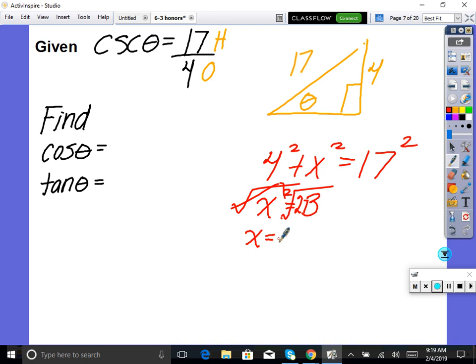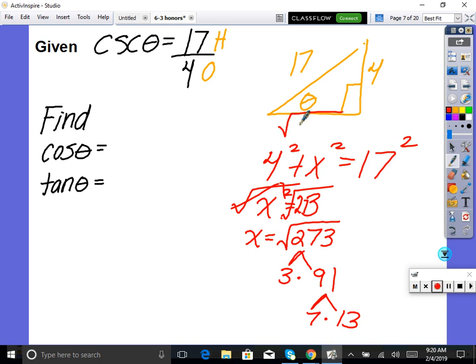Does it break down? Any factors? I would make sure I divide by 2, 3, 4, 5. It's 3 times what? Does that divide down? No. 7 and 13. Okay, perfect. So that must be all we can do, right? That doesn't simplify, so we'd write it as the square root of 273.